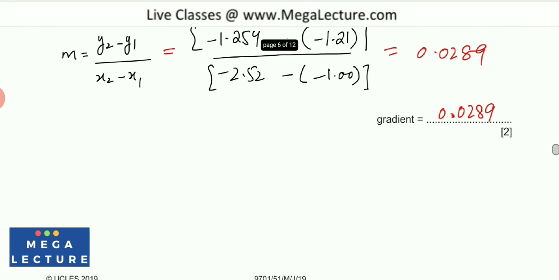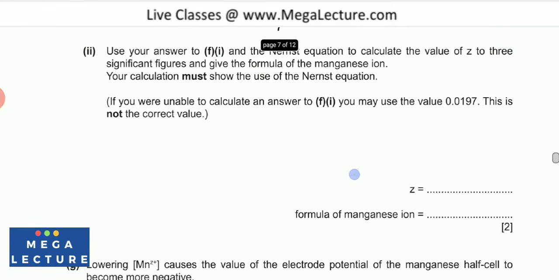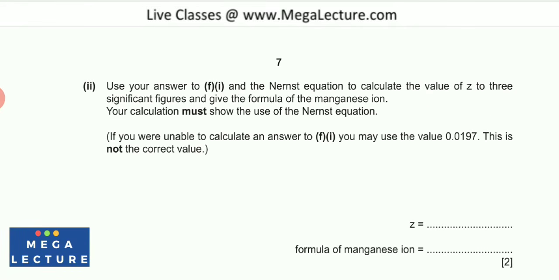The next part of the question is that we need to use your answer to F1 and the Nernst equation to calculate the value of Z to three significant figures and give the formula of the magnesium ion. Your calculation must show the use of the Nernst equation. If you're unable to calculate the answer to F1, you may use the initial value 0.0197. This is not the correct value. So now we need to calculate Z. What is the value of C?